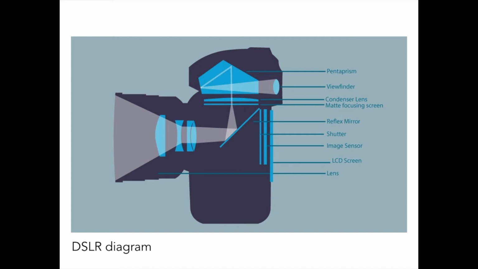That light travels all the way back where it bounces off of a mirror, which sends it up to a prism, which bounces it down and around until you can see exactly what is on the other side of the lens through the viewfinder.